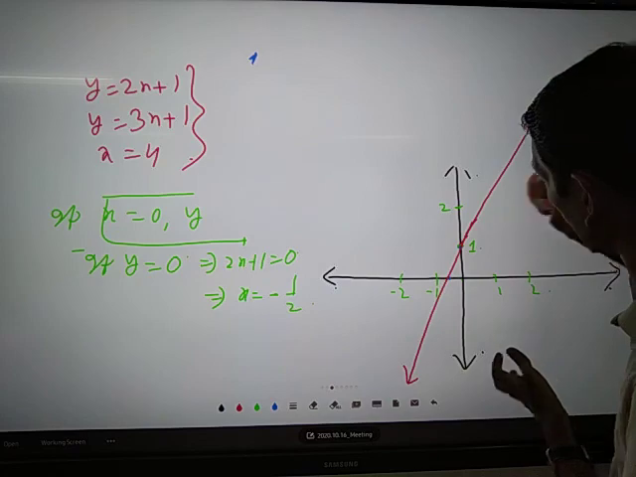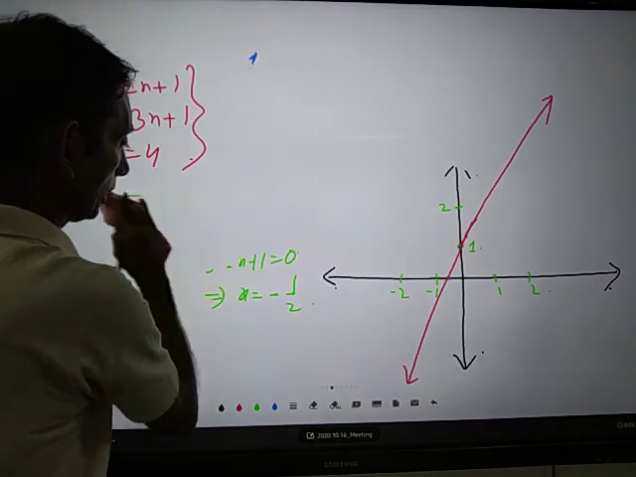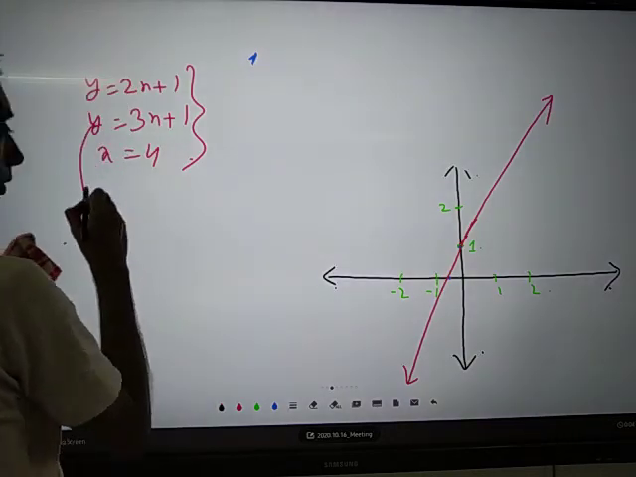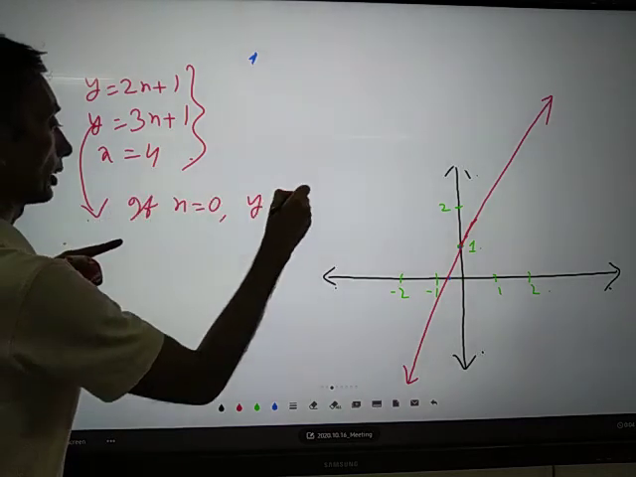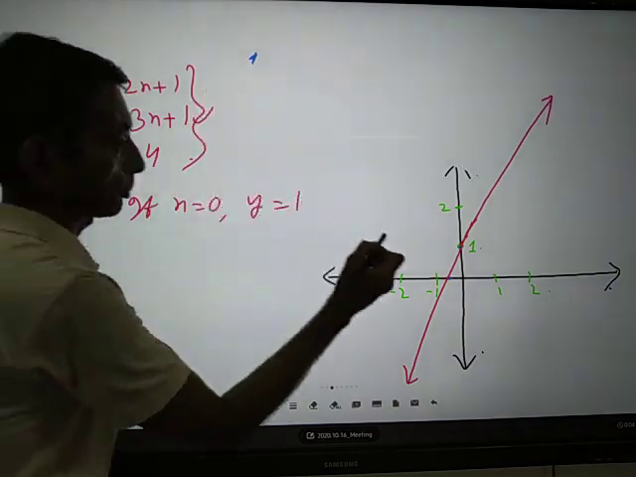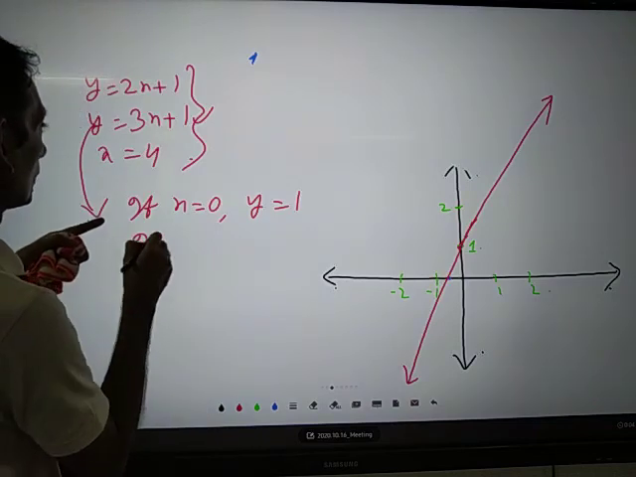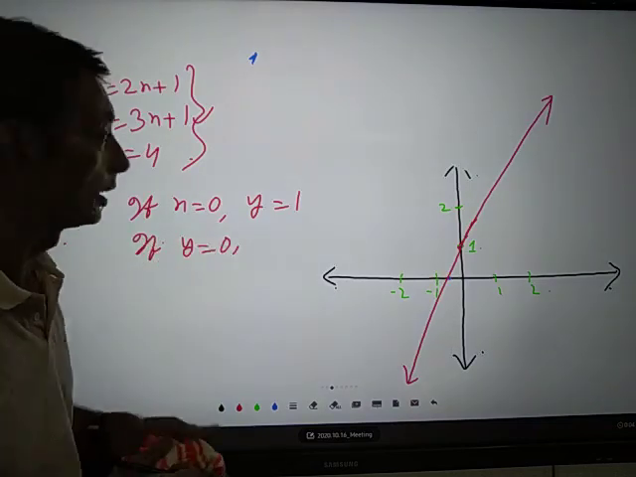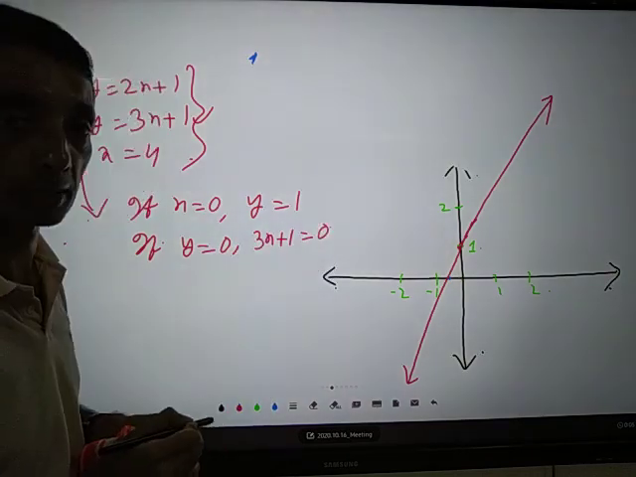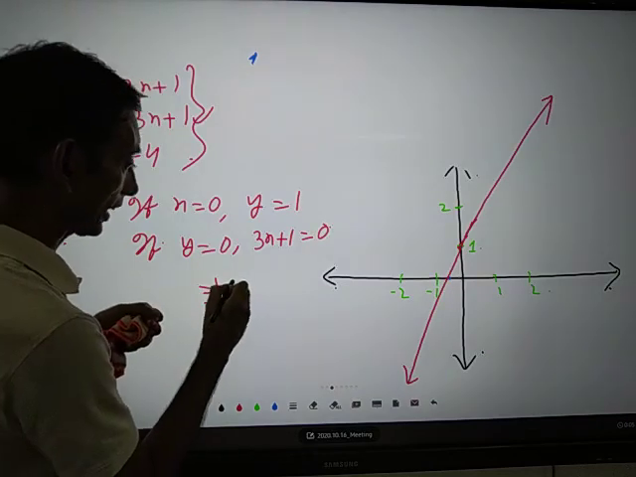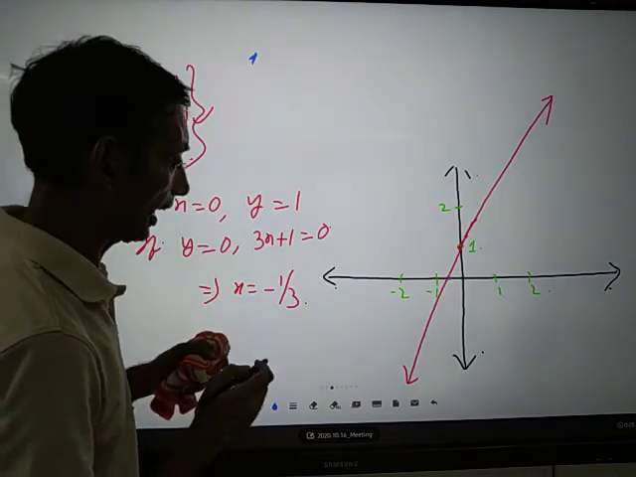Next we'll draw y is equal to 3x plus 1. If x equal to 0, we'll get y equal to 1. So the second line also passes through the same point. This is 1 point. And if y is equal to 0, we'll get 3x plus 1 equal to 0. This gives you x is equal to minus 1 by 3.